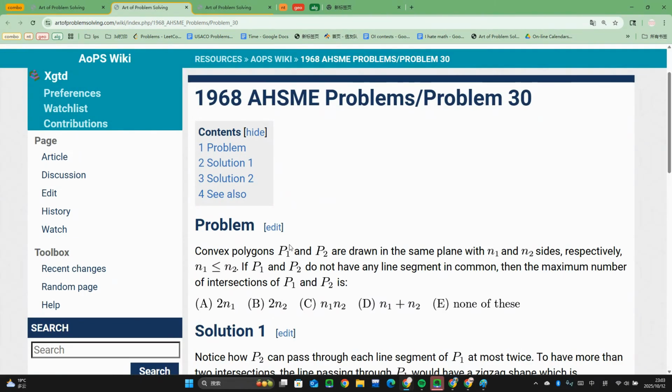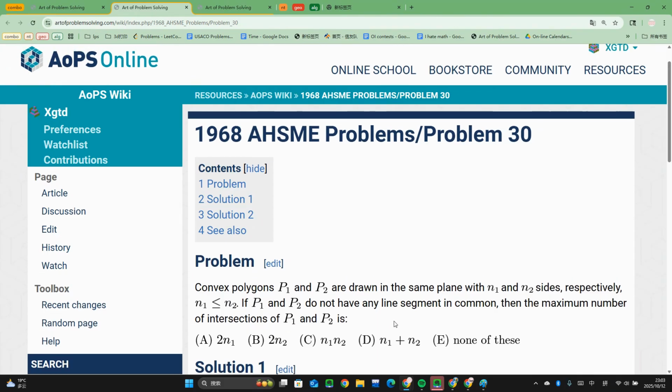We have two convex polygons drawn on the same plane, and we're trying to find the maximum number of intersections there are. n1 is the number of sides of the smaller polygon, and n2 is the number of sides of the bigger polygon. We're trying to find the relationship between the number of sides and the maximum number of intersections. So you can pause the video or think about it yourself.